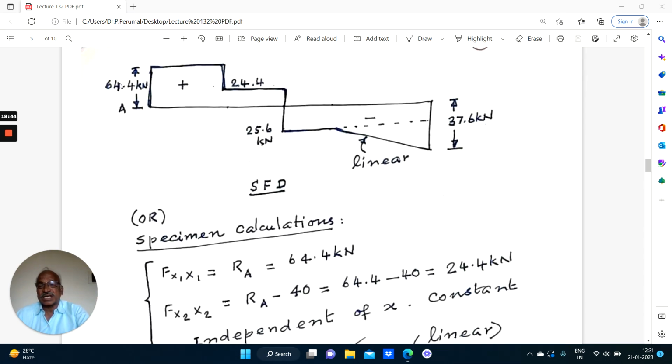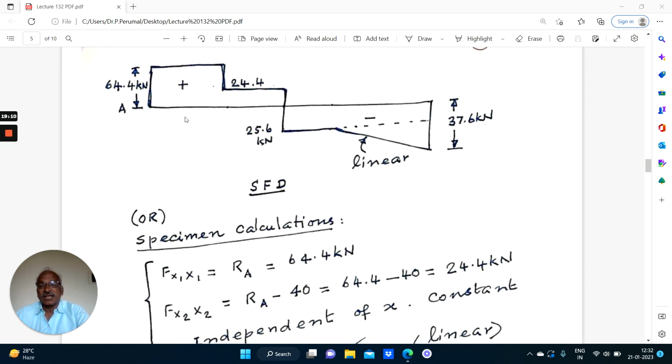So this is the shear force diagram. 64.4. Just to the right of the point C, it is 24.4. Up to the point D, there is no load. Again, it is minus 25.6. Up to the point E, there is no variation, 25.6. And here you have linear variation. It is minus 37.6. And RB is minus 37.6.